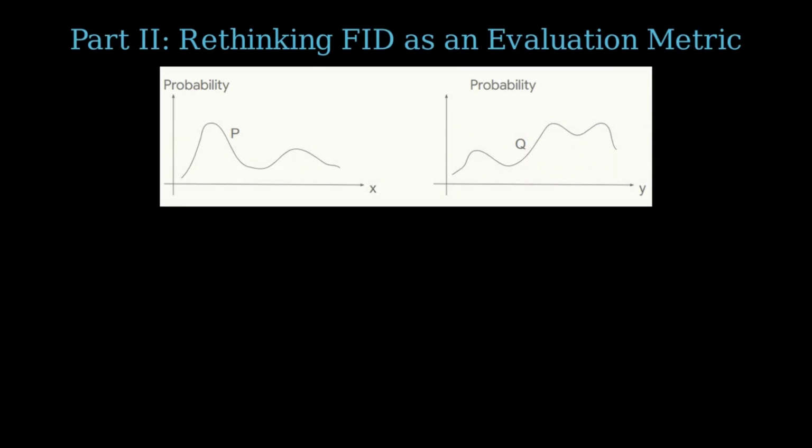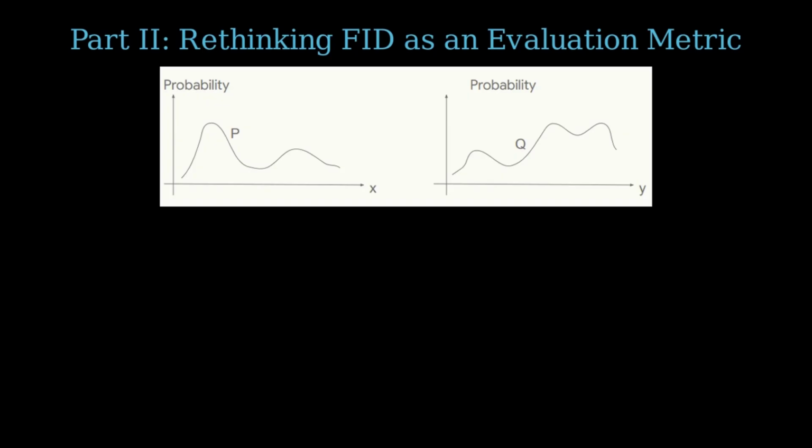Welcome to the second part of this tutorial. Up until now, we've discussed the remarkable capabilities of discrete token-based models in generating high-quality images. However, to truly measure our progress, we need robust evaluation metrics. For years, the Fréchet Inception Distance, or FID, has been the gold standard for evaluating text-to-image models. But is it really doing a good job? Today, we are going to fundamentally rethink FID.